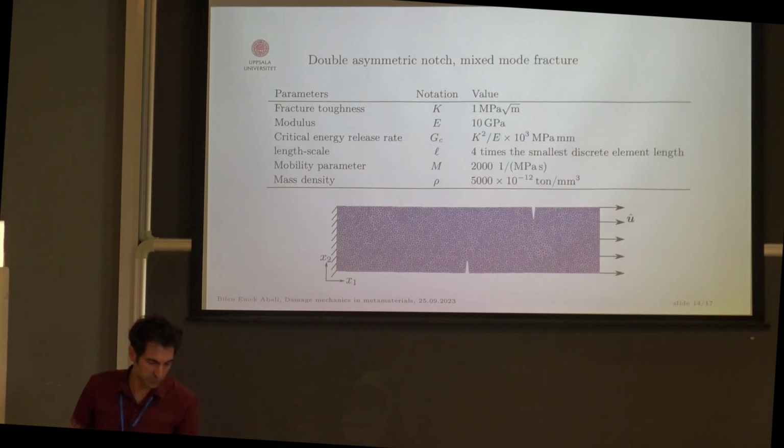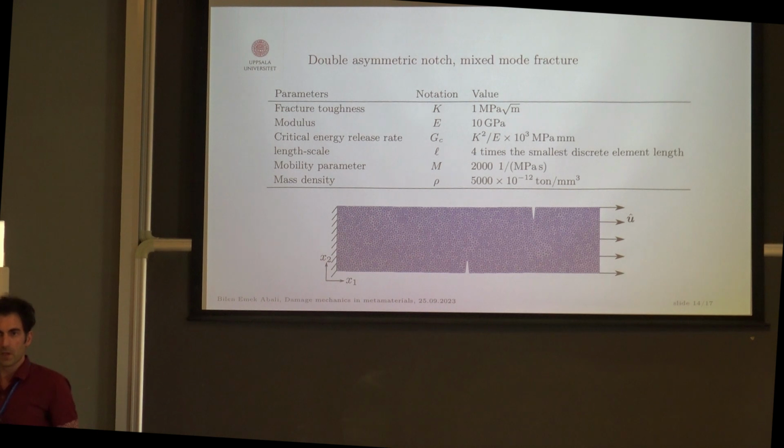And then I use it for another problem. Another problem where I'm using an asymmetric notch. Why? Because if you use a symmetric notch, it's mode 1, mode 2, it's a bit boring. So I'm using an asymmetric notch here in order to have a mixed mode fracture in the system. And of course I need to make some assumptions like the mobility parameter and so on.